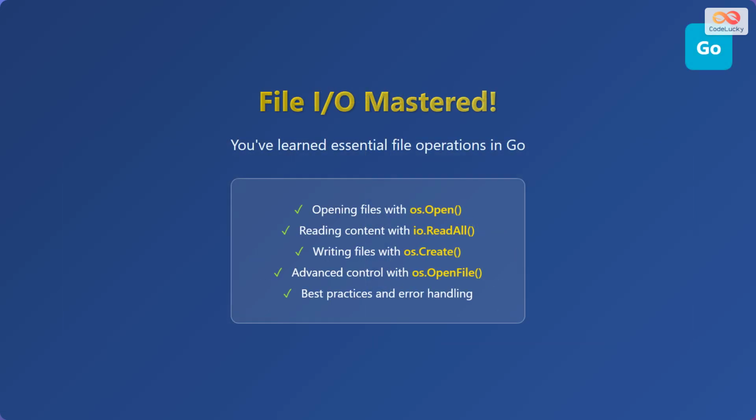Congratulations, you've now learned the essential file operations in Go. To summarize, you've covered opening files with os.Open, reading content with io.ReadAll, writing files with os.Create, advanced control with os.OpenFile, and best practices for error handling and resource management. Keep practicing, and you'll become proficient in file input-output in no time.